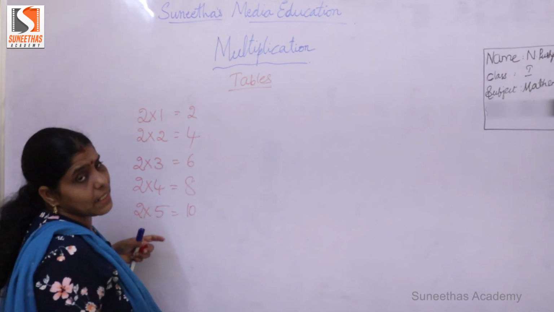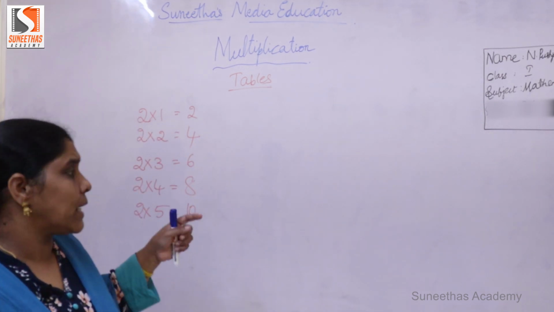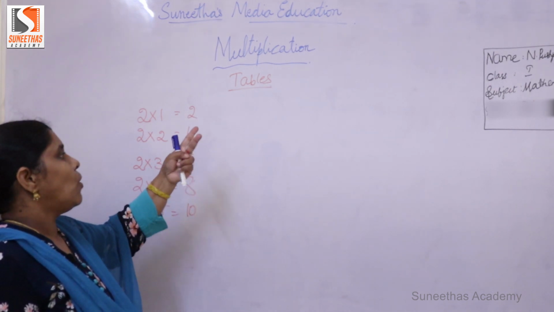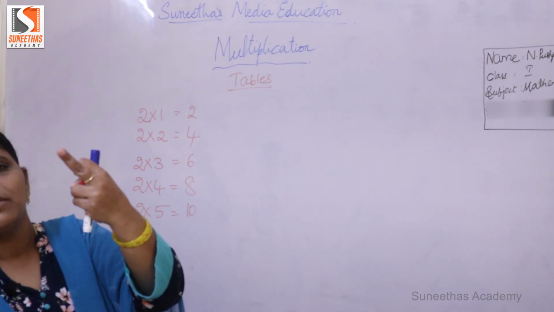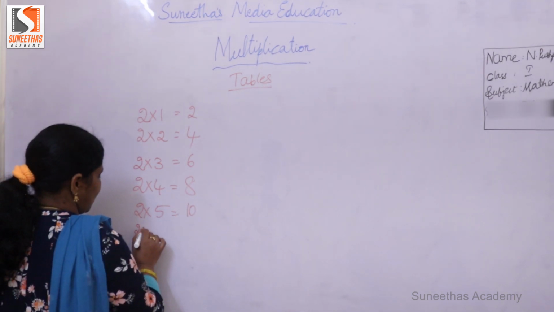Here you can multiply with skip counting. Skip counting means you skip the next number, alternate. 2, 3 not there, 4. Only 2. 3, 4. Next 2. 5, 6. Next 2. 7, 8. Next 2. Like that. Okay, skip counting you can do.